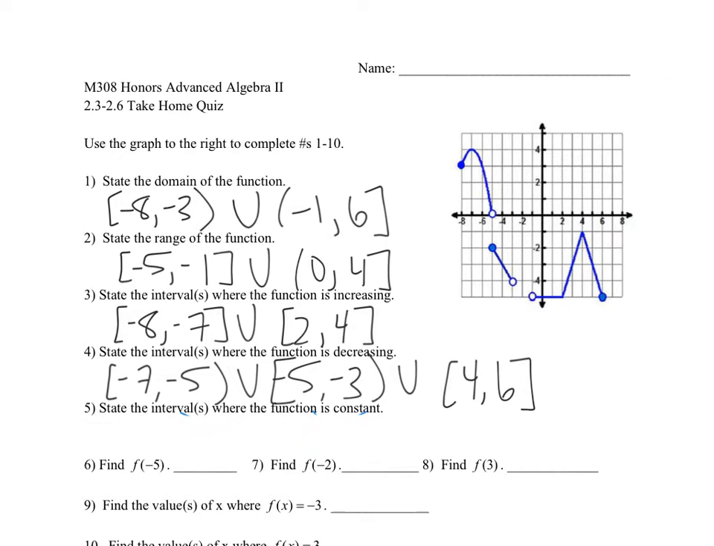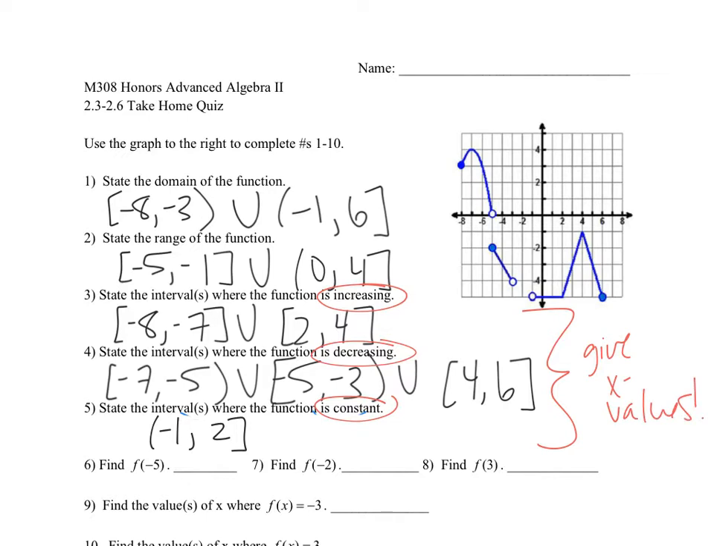All right, now let's do where is it constant. So constant means flat. We have one flat section right here. The x values here are -1 up until 2. It is flat between -1 and 2. It's an open circle on -1. It is a closed circle on 2. So there's one constant section. And remember, for these three, for increasing, decreasing, constant, you're always giving the x values.